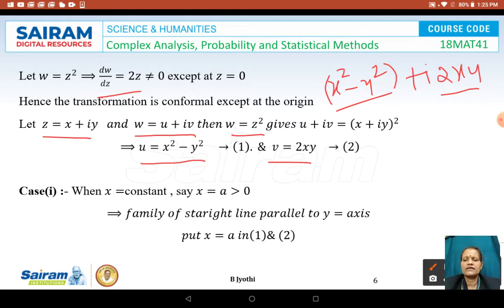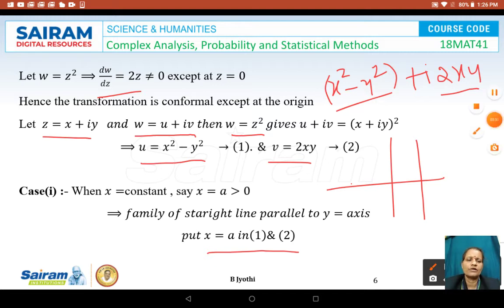Let us consider case 1, where x is equal to a constant, say a, which is greater than 0. That is in the positive axis. So x is equal to a means a constant, a positive one. Supposing if you take the negative, we will be taking the left side. So, a family of straight lines parallel to the y-axis. Put x is equal to a in equations 1 and 2. Then we'll see what happens.